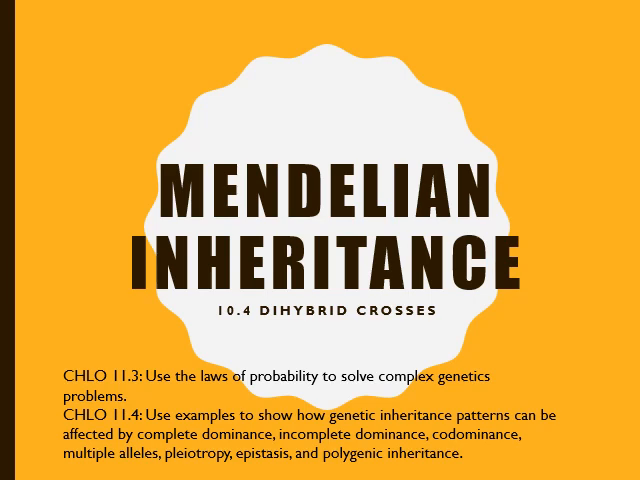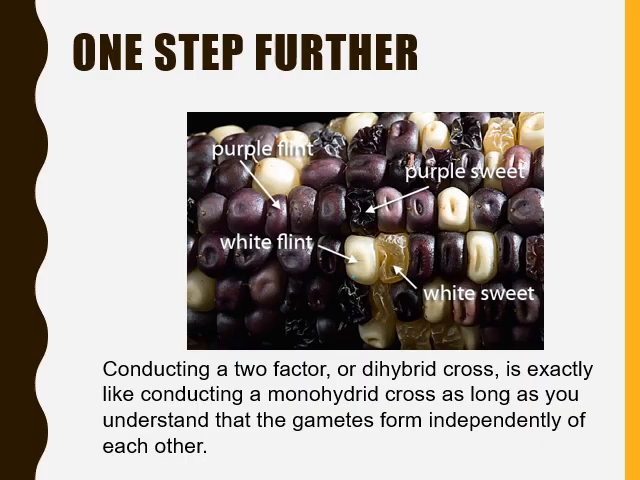So, a little bit more complicated than what we just did, but not terribly much when you realize that dihybrid crosses are really just 2 monohybrid crosses that you multiply the results for. So we are going to conduct a 2-factor dihybrid cross. It's just like doing a monohybrid cross. You just understand the gametes form independently of each other. There's independent assortment and the independent segregation of alleles.